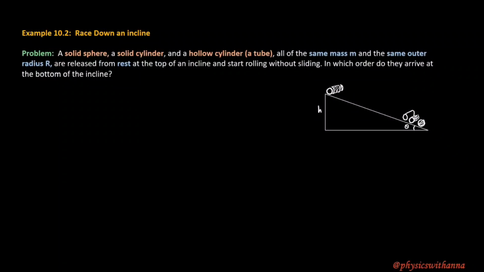In this video, we are going to discuss how to compare velocities of different objects rolling down an incline and how to use that velocity to determine who will arrive first at the bottom while rolling.